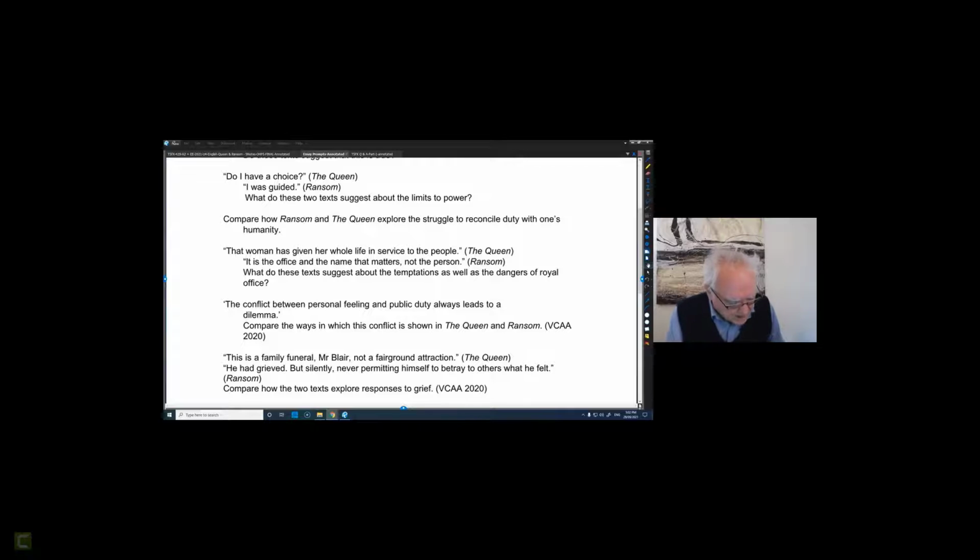I'm going to treat Ransom today as my anchor text. By that I mean I'm going to anchor a lot of my remarks in Ransom, but as I go along, I will then compare and contrast with the Queen as I go. When I say the Queen, I mean the Queen as text, not Queen Elizabeth, though at other times, if I actually mean Queen Elizabeth, I think I'll name her.